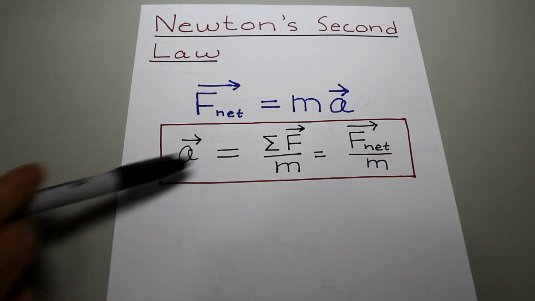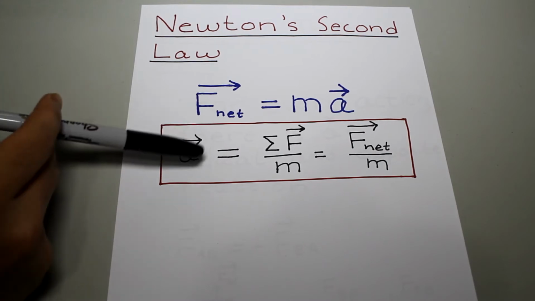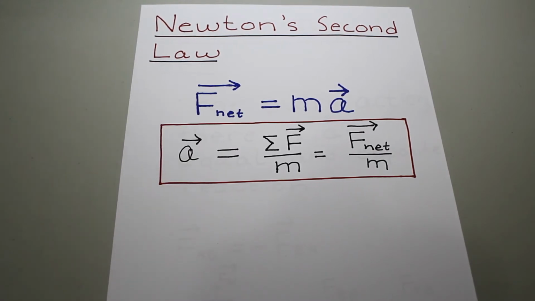This entire line would be found on the AP exam's formula sheet, and I'll link the exam formula sheet in the description below so you can see what the formula sheet looks like. So this and this is exactly the same thing, only the variables are rearranged.